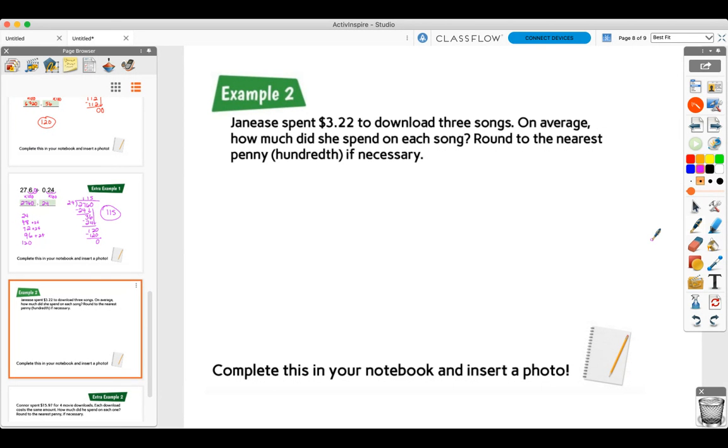She spent a total of $3.22 to download 3 songs. You want to know on average how much she spent on each. So this is a division problem. You're doing 3.22 divided by 3. So this is not a decimal here. That means it's a whole number, so you don't have to actually move any decimal places over. So that 3 is going to go on the outside because that's your divisor, and you're going to have 3.22.